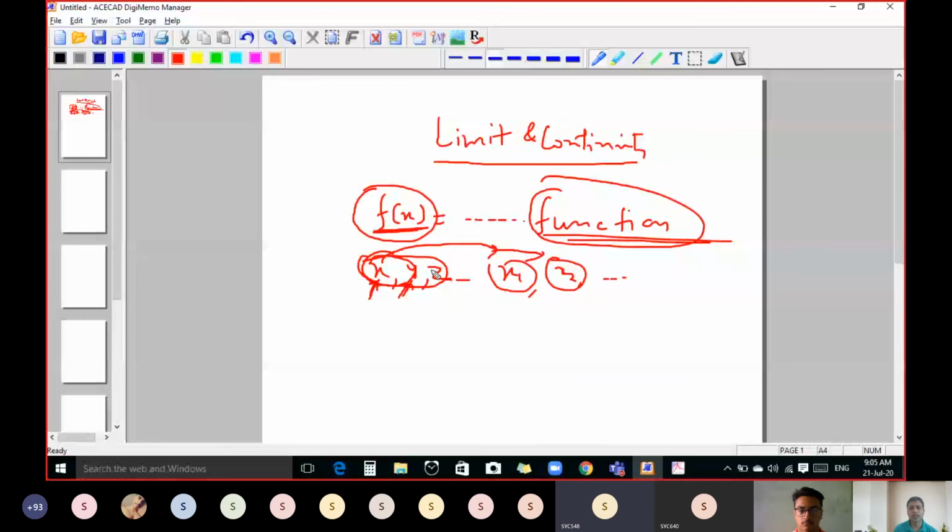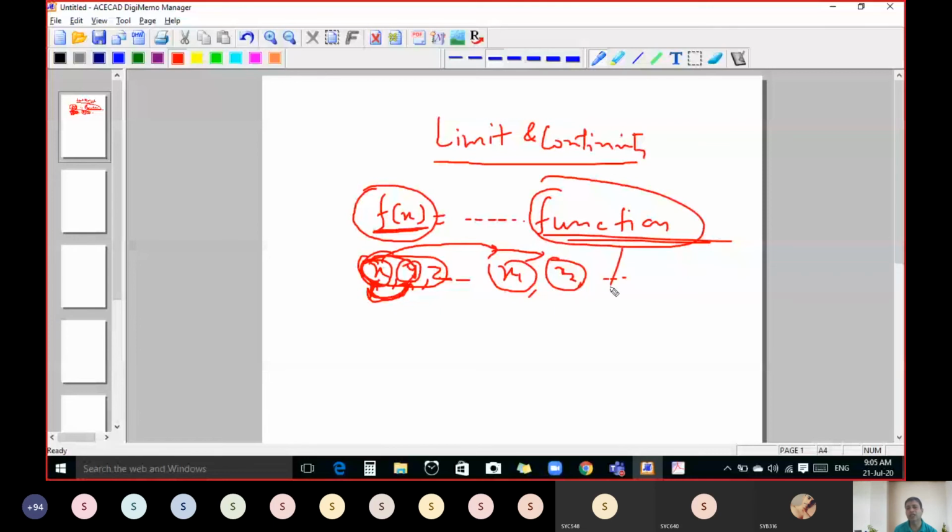x or y, they are variables. Let us take one more example, x and y, demand and supply. So we can say that there is some relation between demand and supply. Now that relation between demand and supply, if we convert it into mathematical form, then that mathematical form is known as the function.